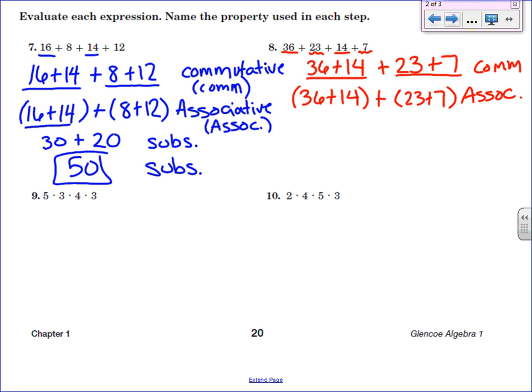36 plus 14 is 50. 23 plus 7 is 30. Those are substitutions. And 50 plus 30 is 80. Another substitution.